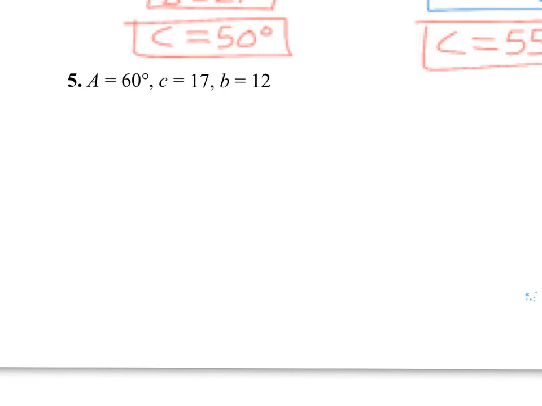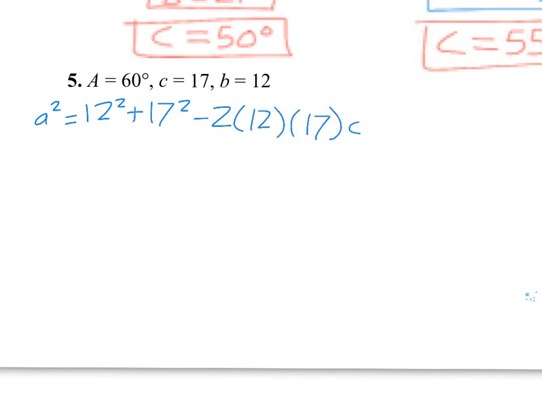Okay, and then one more SAS case. We have side B and side C. We don't have side A, but we have angle A, so we're going to use the A squared formula. A squared equals B squared plus C squared minus 2 times 12 times 17 cosine of 60 degrees. Alright, so doing that and then taking the square root, you get A equals 15.1.